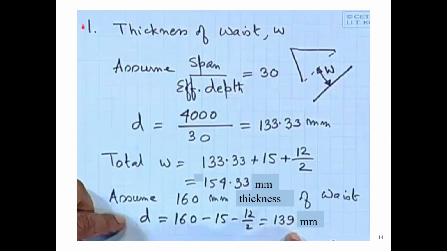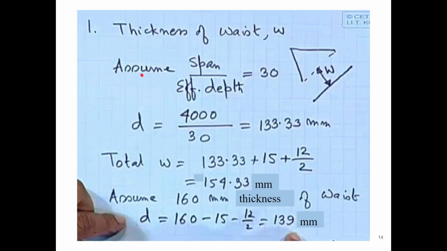Okay, so the first step will be calculating the thickness of waist. What will be the W value? For this, we have to initially find the effective depth, this d value. And at the last step, we have to check that the L by d value, the slenderness ratio basically, is within acceptable limits, because we are assuming this, right? So let us assume the L by d value as 30, and we have to check it at last whether it is under acceptable limits.